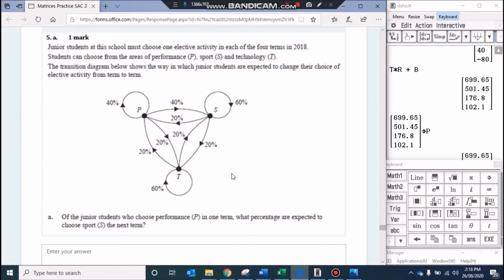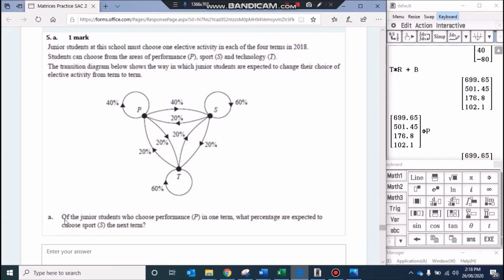5A for 1 mark. Junior students at this school must choose one elective activity in each of the 4 terms in 2018. Students can choose from the areas of performance, sport, or technology, and this transition diagram shows the way in which these students are expected to change their choice of elective from term to term.